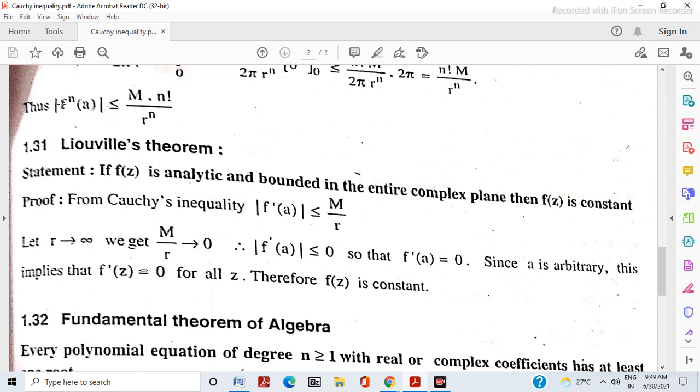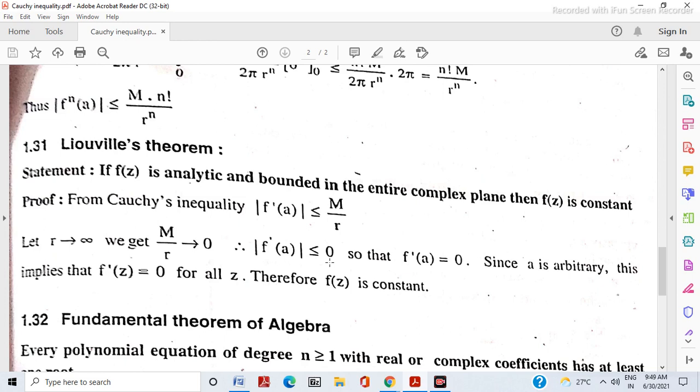Now we are taking n equal to 1. Then modulus of f dash a less than or equal to m by r. But here the function is analytic in the entire complex plane. Then we can take r tends to infinity. Then m by r tends to 0. Then what you get? Modulus of f dash a less than or equal to 0. Or what we can say? F dash a equal to 0.